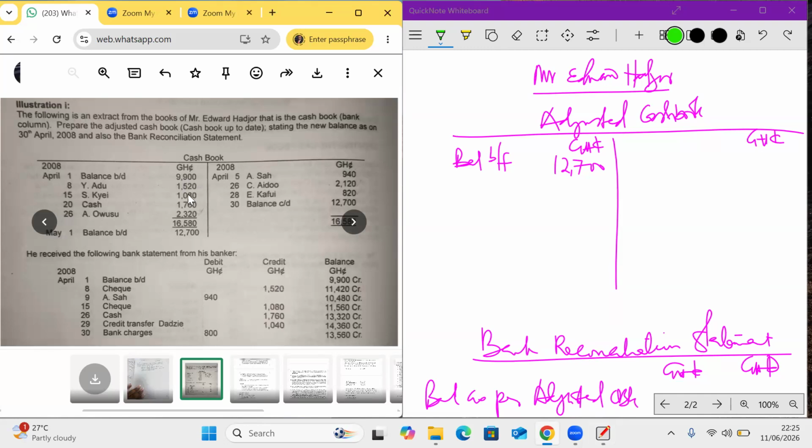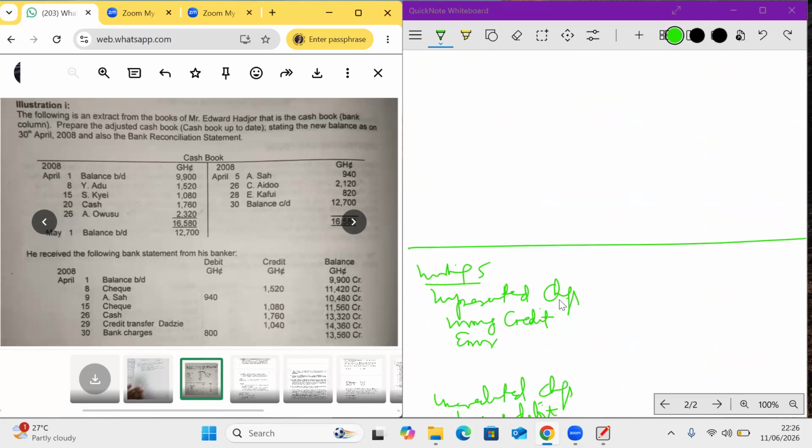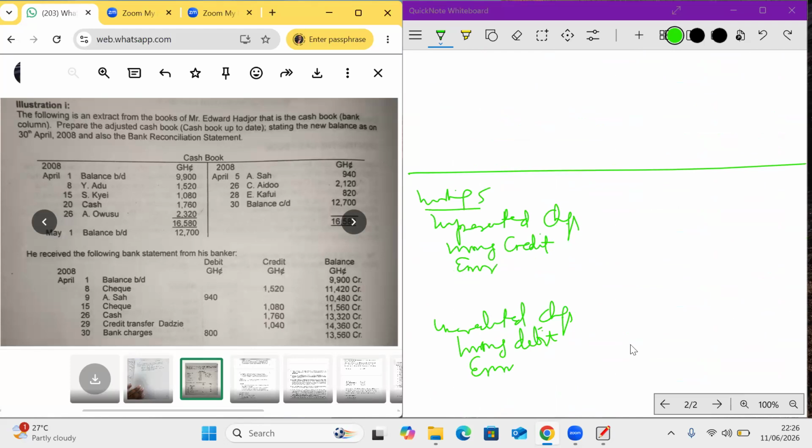Now let's go. Now we go back to the debit side of the cash book. 1,080 is the figure on the credit side. Yes, it is there, so we leave it out. 1,760 is the figure on the debit side. Okay. 2,320 is the figure on the credit side. No. So if the figure is not on the credit side, what will be the issue? Where should we post the figure?